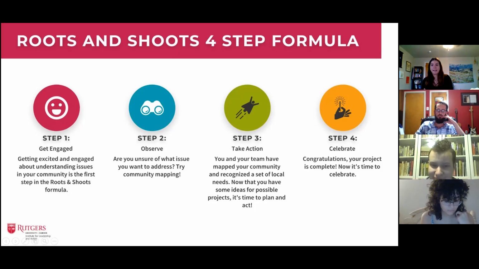Next is take action. Once you and your team have mapped the community and recognized a set of local needs, now you can plan for a project and actually execute the project that you think would best suit the community that you're a part of. This step allows you to put into place the skills learned in the previous 2 steps. The Roots and Shoots website not only provides examples of different projects, but they have planning resources as well.